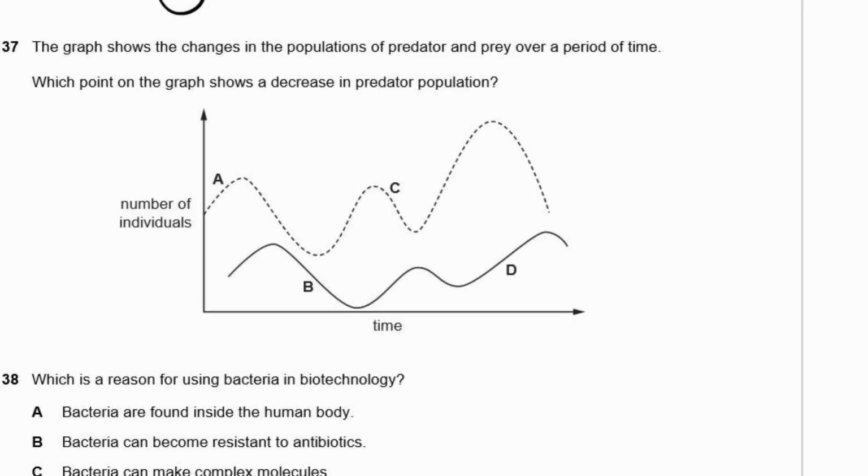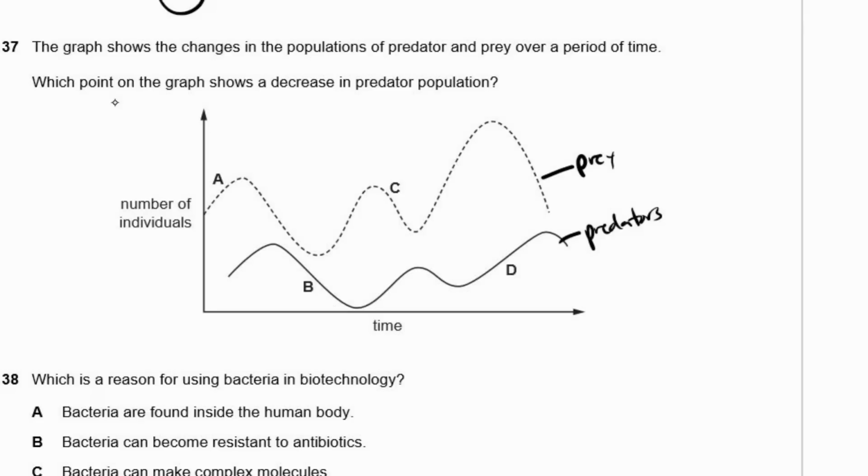Question 37. The graph shows the changes in the populations of a predator and prey over a period of time. Which point in the graph shows a decrease in the predator population? So, predators and prey. Which one is predator, which one's prey? Well, generally there's more prey than predator, so this line will be for prey and this will be for predators. Remember your trophic levels: you'll have fewer predators than you will prey.